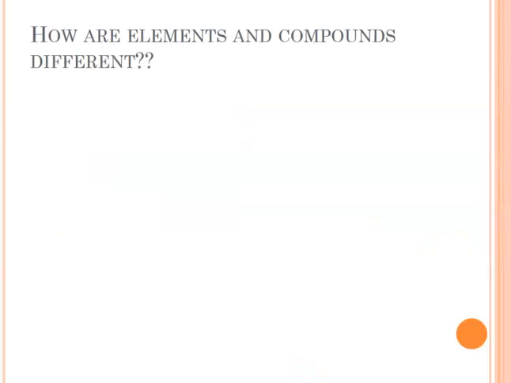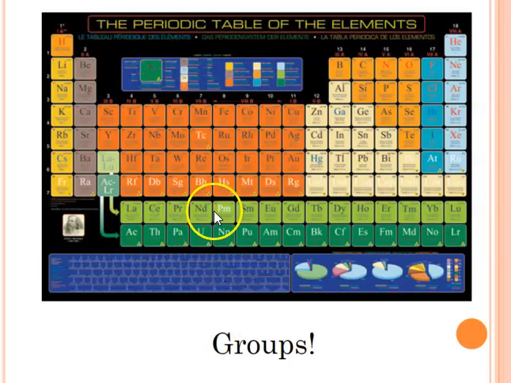Keep rocking along. Ooh, how are elements and compounds different? Well, a compound is made up of one or more elements, and all of our elements are listed on the periodic table. Yeehaw, right here. This is gonna be your new friend.